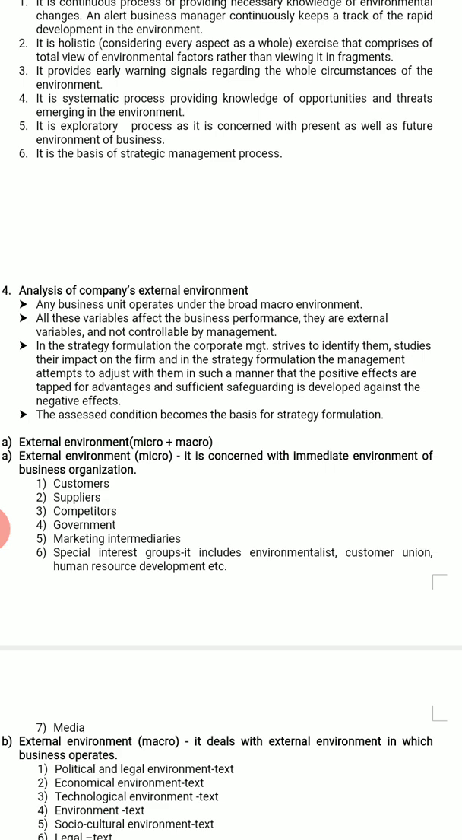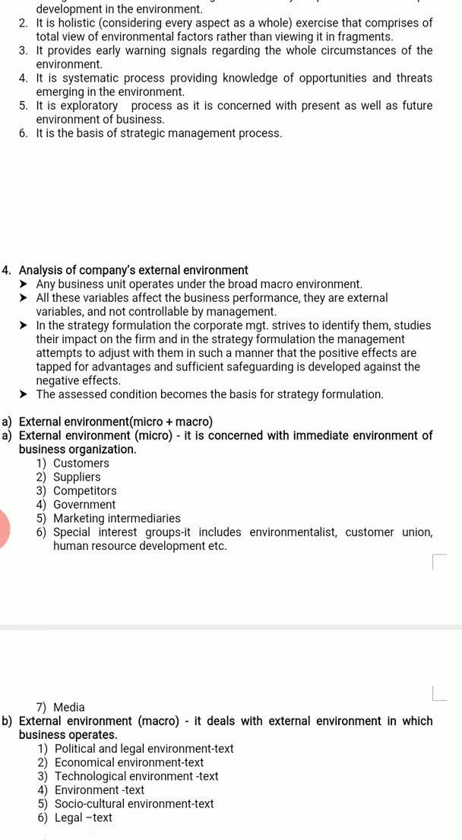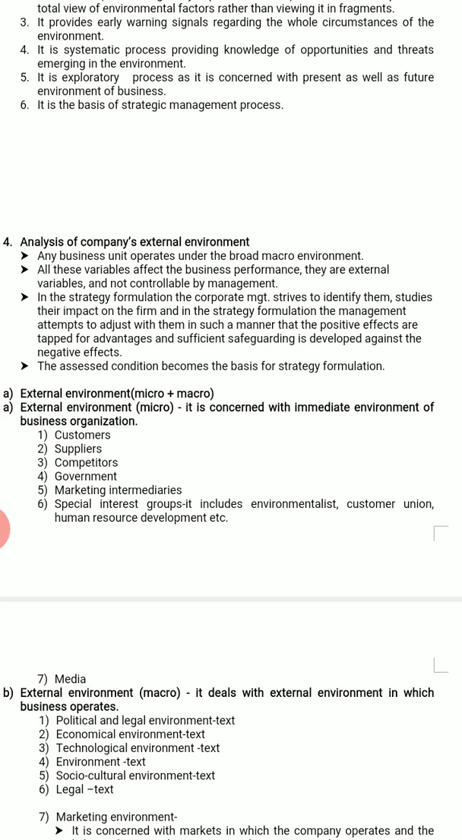It is a systematic process, right, providing knowledge of opportunities and threats emerging in the environment. It is a systematic, very meticulous process through which we are trying to get the knowledge of opportunities and threats emerging in the environment. And thus it is an exploratory process as it is concerned with the present as well as the future, right? You are trying to connect future events with the present situation, and we are trying to make the strategies through which we can have long term survival, and it is the basis of the strategic management process.